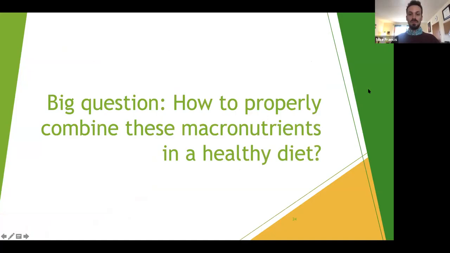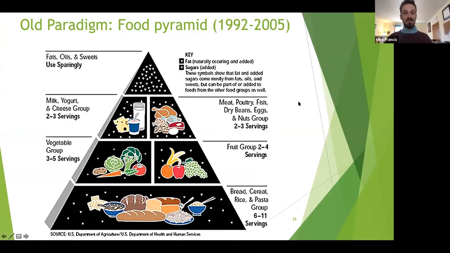So then the big question becomes, how do you properly combine these macronutrients in a healthy diet? Should I eat only carbs? Should I eat only protein? Should I eat some sort of mix? This is a question that's been evolving throughout the decades, as nutrition science has evolved.